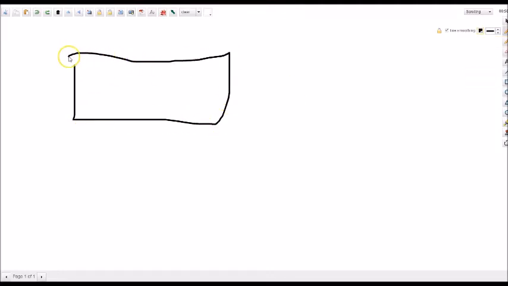So we have this shape here, 15 by 7. So we want to find out 3 things. We want to find out the area and the perimeter. Actually, 2 things for this shape. So what's the area of this shape and what's the perimeter of the shape?